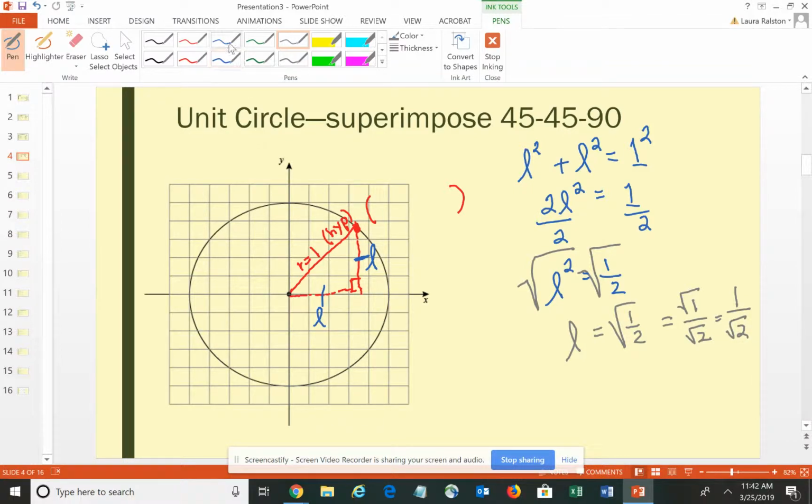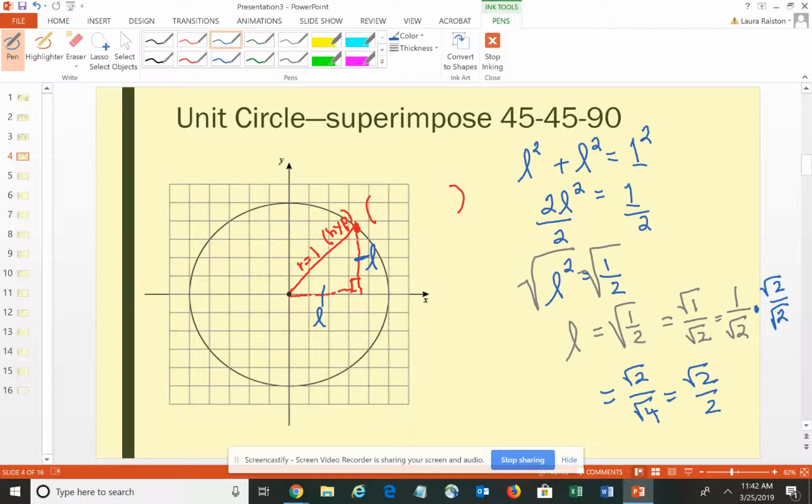Then I need to rationalize that denominator by multiplying by square root of 2 over square root of 2, which ultimately gives me square root 2 over 2. So the leg of my 45, 45, 90 triangle is square root 2 over 2.